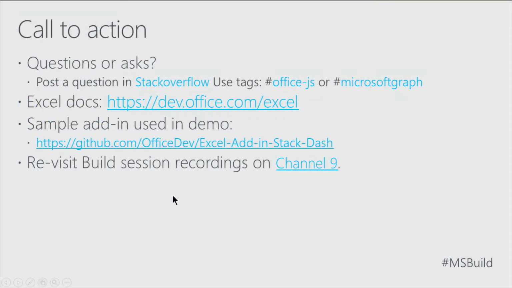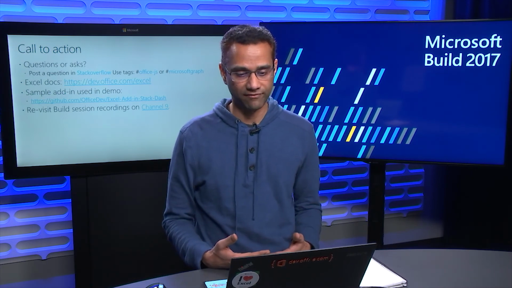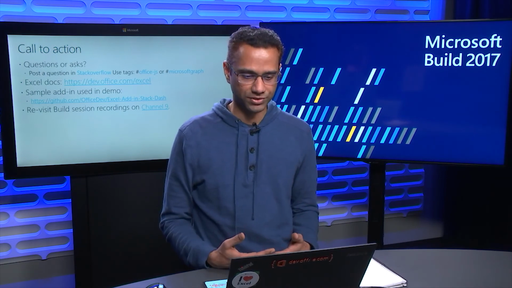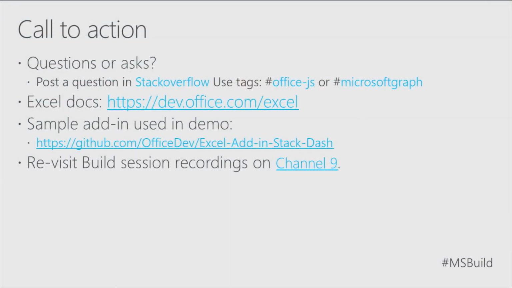Now, some of the useful information that I want to leave with you today is Stack Overflow, the place where you want to ask all your questions and notify us of any technical issues that you're facing. Do tag your questions with the Office add-ins or Microsoft Graph tags. All the Excel extensibility documentation can be found at dev.office.com/excel. This includes both the add-in as well as the Microsoft Graph REST API documentation.